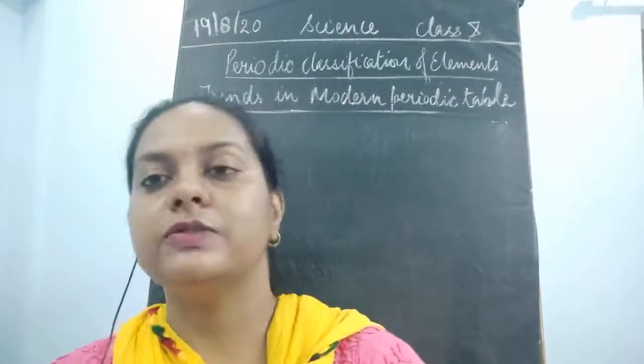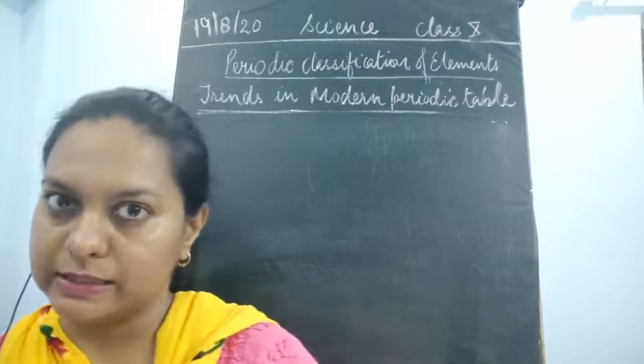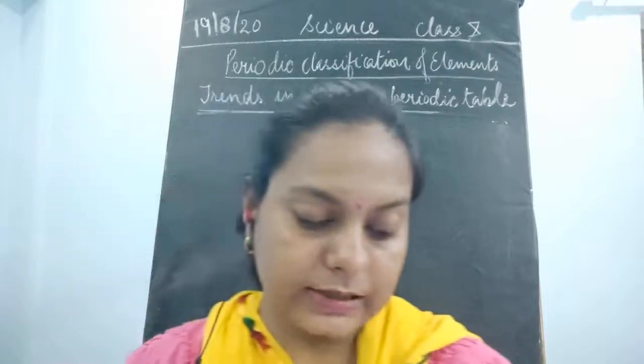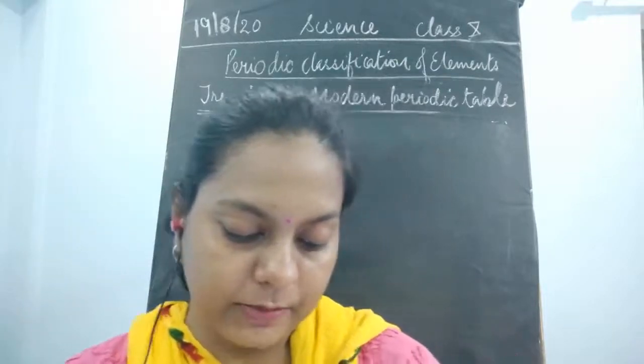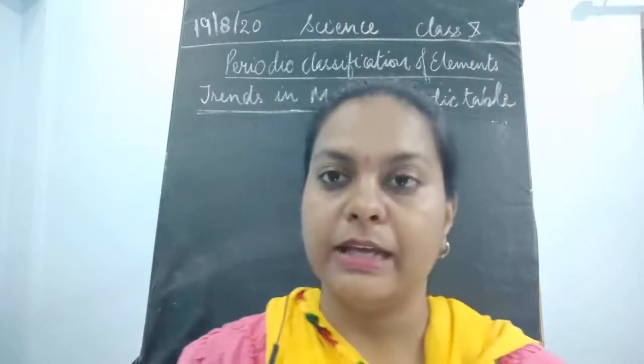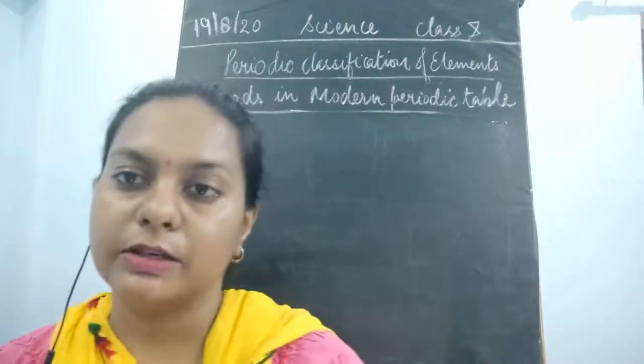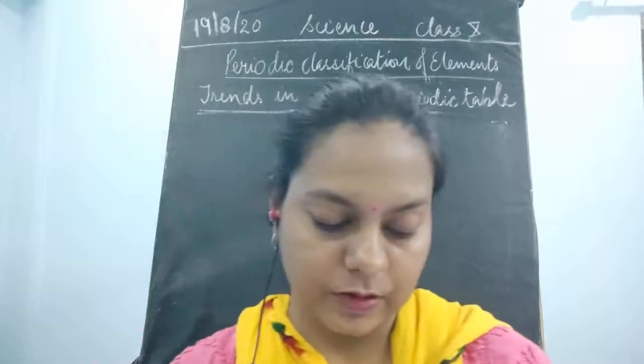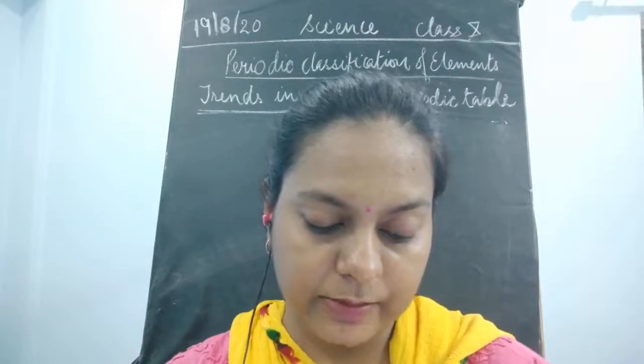Now when it is going to increase and when it is going to decrease, let us discuss. This says that the tendency of an element to lose electrons to form cations, when electrons are being lost it forms cations, is known as the electropositive or metallic character of the elements.